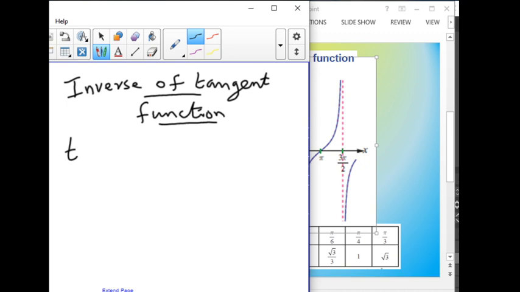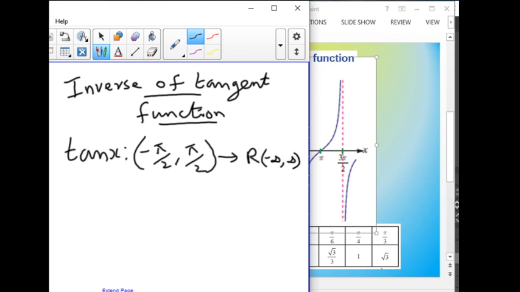Okay. So, now the domain is restricted to the open interval minus pi by 2 comma pi by 2, and the range is R. So, R is nothing but minus infinity comma plus infinity. When the domain of tan x is restricted to this, it becomes 1 to 1 or bijective, and we get tan inverse of x. So, tan inverse of x is from R to minus pi by 2 comma pi by 2.